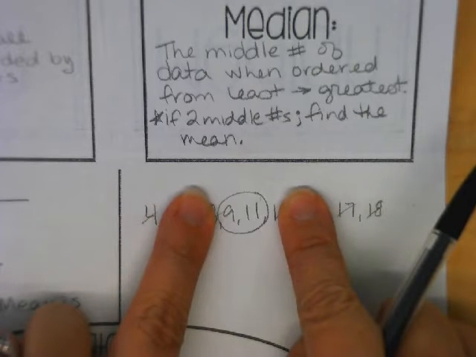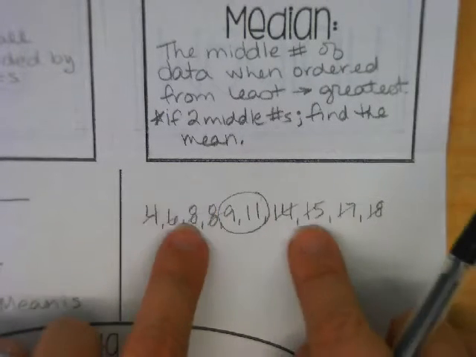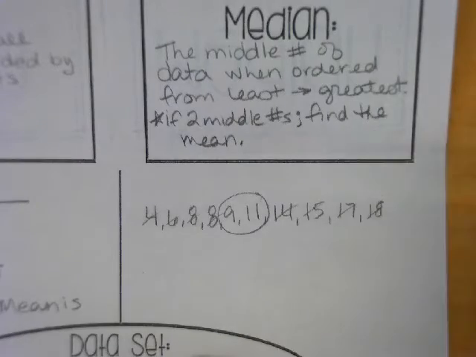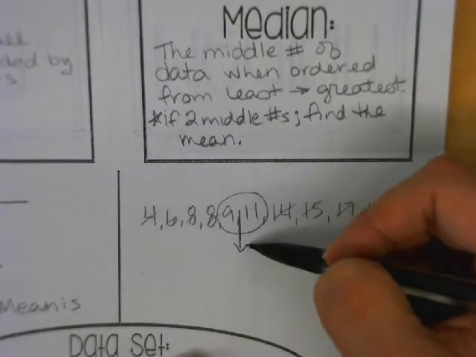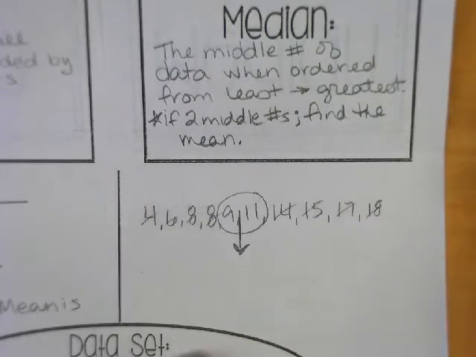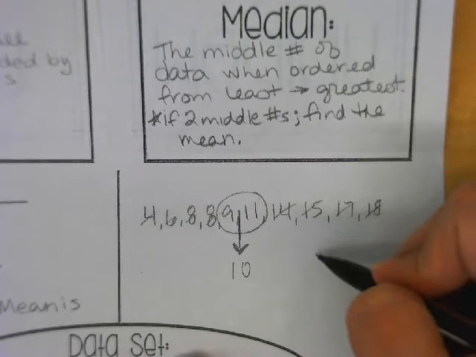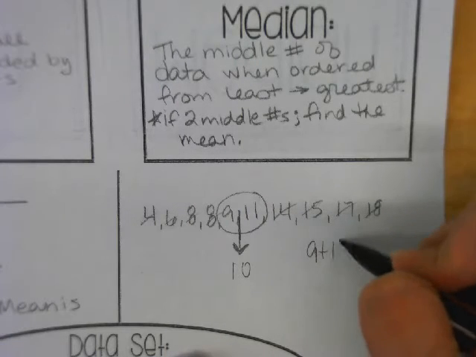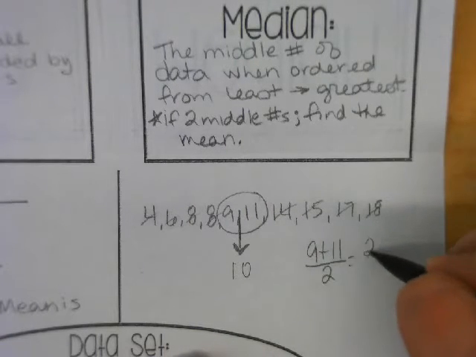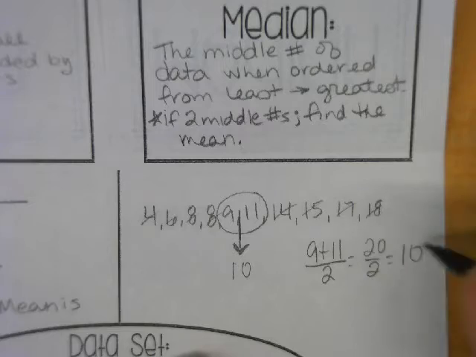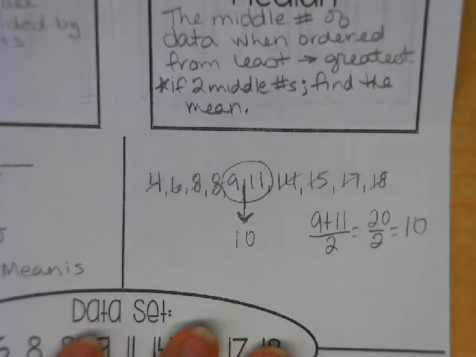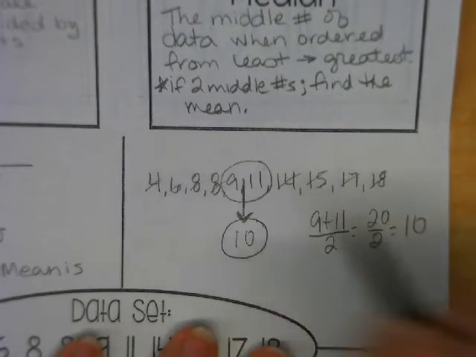9, and so I have two middle numbers, yes? Are you okay with how I'm marking these off? Okay, so I need to find the middle of these two. Well, 10. And the reason it is 10 is because 9 plus 11 is 20 divided by 2 is 10, right? Finding the mean if you have two middle numbers, okay? So our middle number is 10.